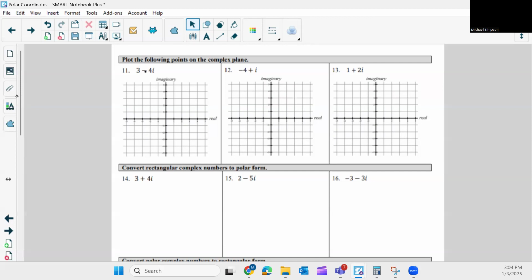Let's do this one. Let's do number 11. So let's plot the point. Let's give that a quick reference. So positive 3, 1, 2, 3, down 4. So that's the point right there.